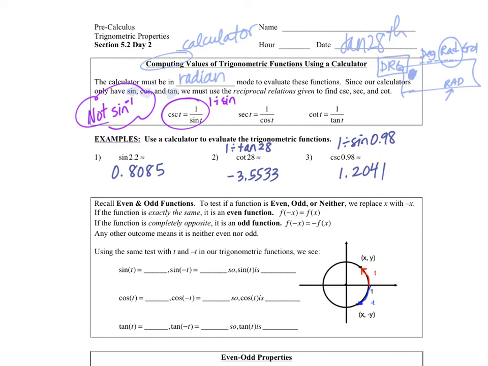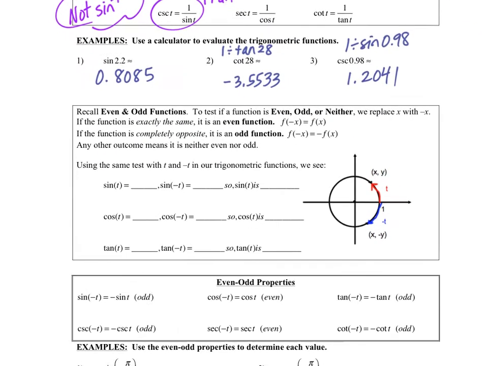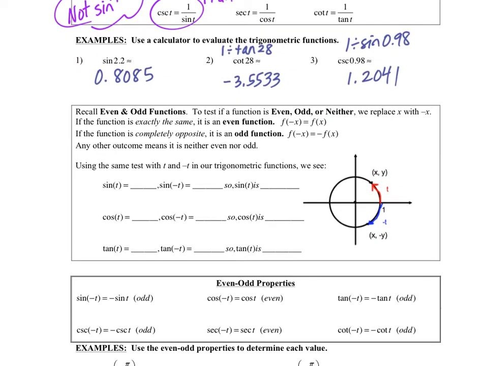All right, continuing on. So if we go to the next part, we're going to talk about even and odd functions. And we've done this before, okay? But now we're going to put it into the terms of trig functions. So if we're going to test if a function is even, odd, or neither, we always do the same thing. We always replace the x with a negative x. If the function is exactly the same, that made it an even function.